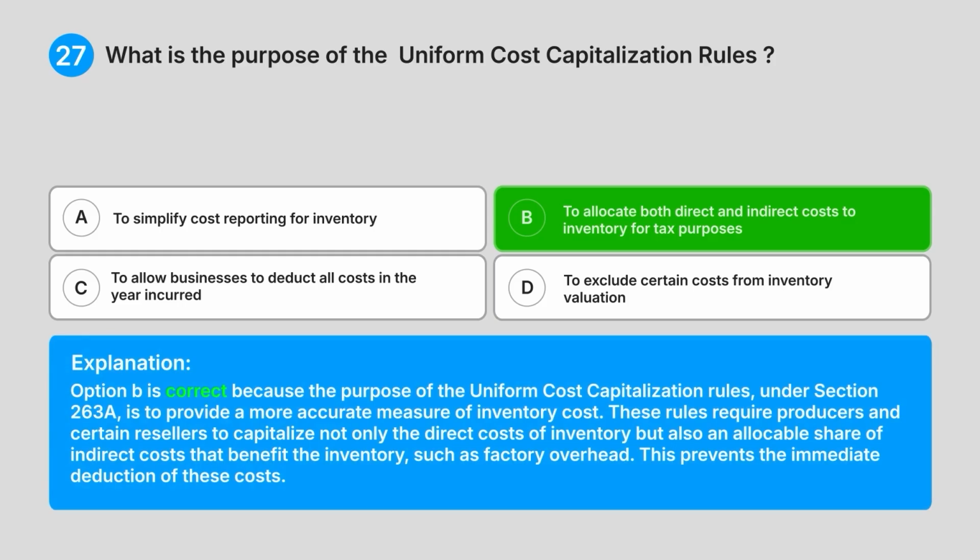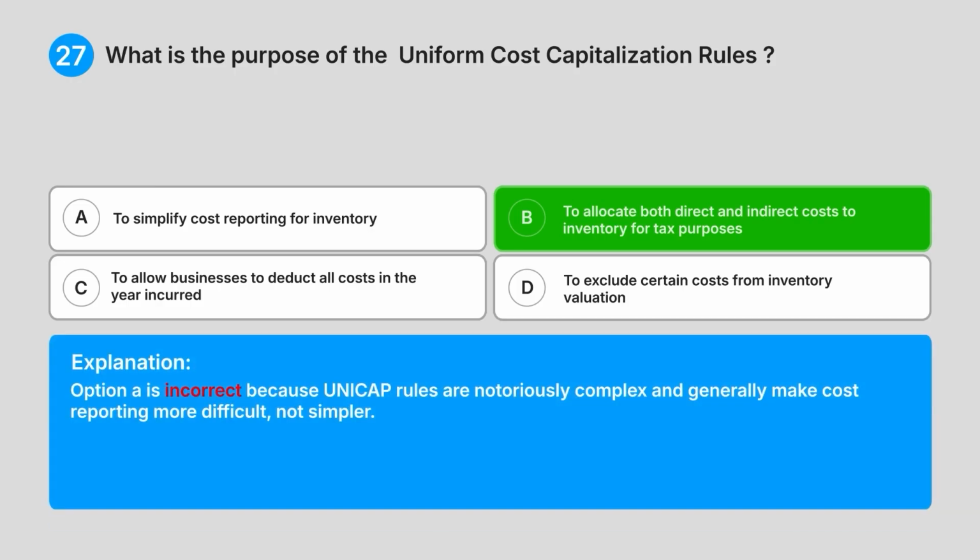Explanation. Option B is correct because the purpose of the Uniform Cost Capitalization Rules under Section 263A is to provide a more accurate measure of inventory cost. These rules require producers and certain resellers to capitalize not only the direct costs of inventory, but also an allocable share of indirect costs that benefit the inventory, such as factory overhead. This prevents the immediate deduction of these costs.